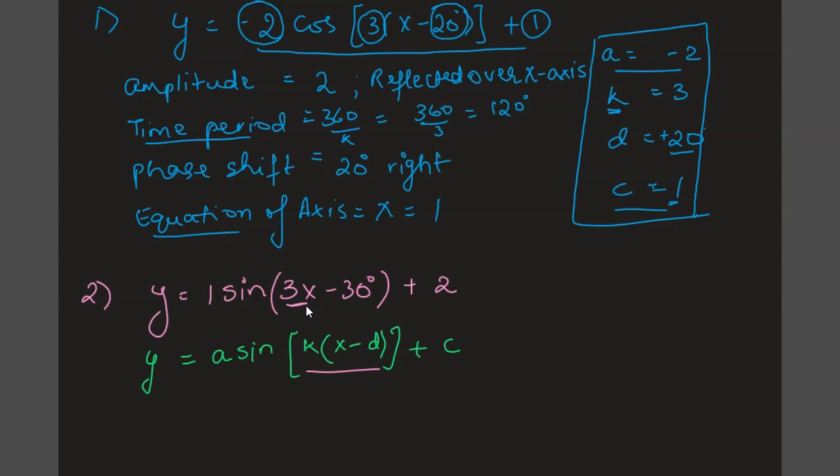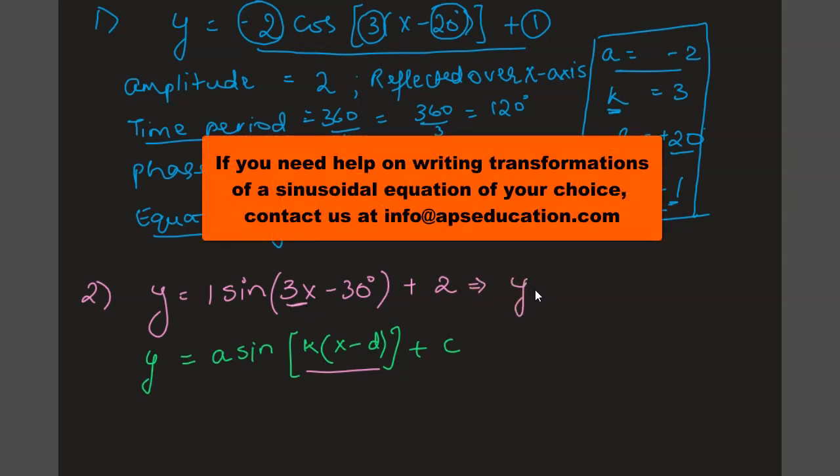We have to factor k out and rewrite this equation as y equal to 1 sine. If we factor k out, my k value is 3. I'm going to factor 3 out. I divide 3x by 3, I get an x. I divide minus 30 by 3, I get a negative 10. And then this is plus 2. Now this equation looks exactly like my parent transformed equation.